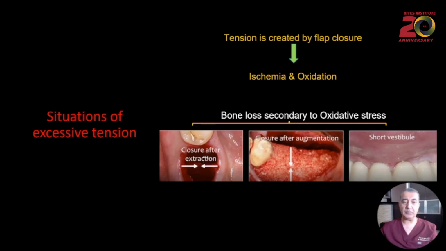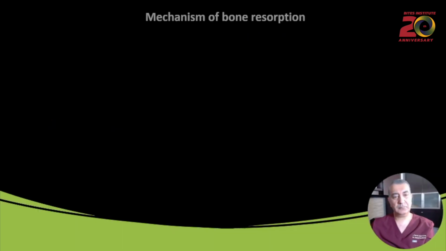Tension is created by flap closure, which will lead to ischemia and oxidation. After teeth extraction, we will have some flap closure and sometimes we'll end up with tension. And after big augmentation, flap closure, most of the time, if we didn't do enough release, we will end up with some tension, and also in a short vestibule. These are all examples of tension created by flap closure.